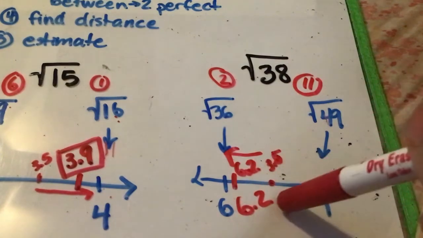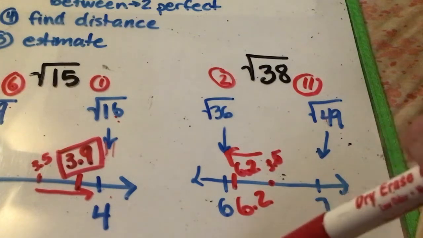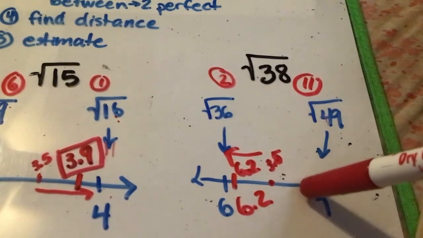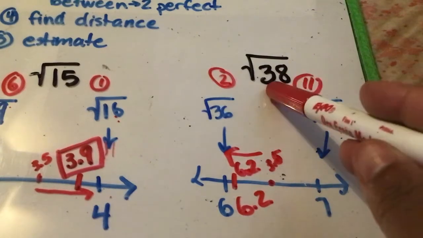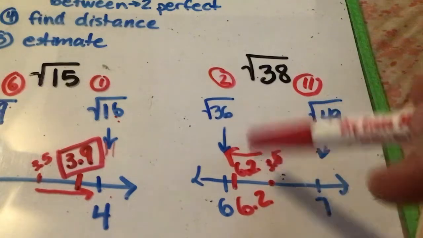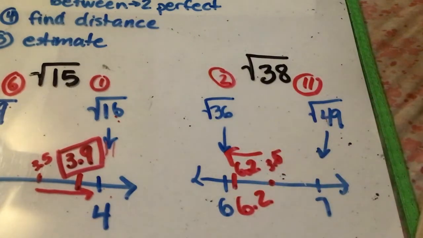I can't talk. If I say 6.2 and you say 6.1, we're both correct. You're still going to get points for that. Now, if you say a 6.8, you're not understanding this concept. You're telling me that I'm closer to the 49 than I am to 36. I need you to be in my zone here, a 6.1, a 6.2.